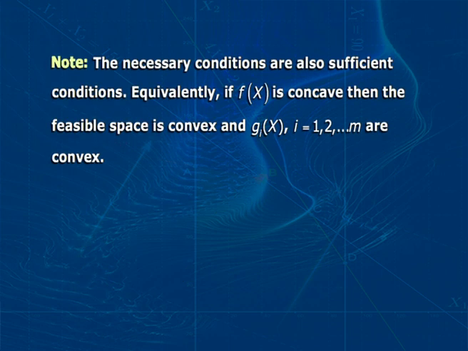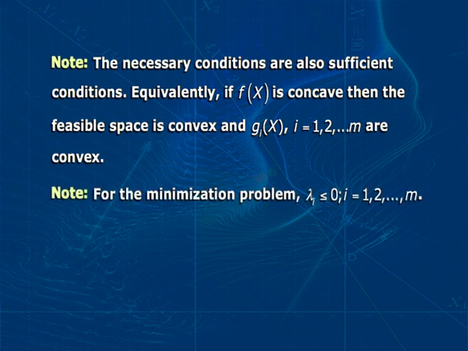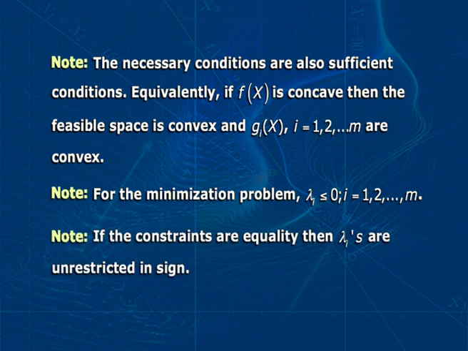Note, the necessary conditions are also sufficient conditions. Equivalently, if f(x) is concave, then the feasible space is convex, and g_i(x), where i is equal to 1, 2, up to m, are convex. Note, for the minimization problem, lambda_i less than or equal to 0, where i is equal to 1, 2, up to m. Note, if the constraints are equality, then the lambda_i's are unrestricted in sign.